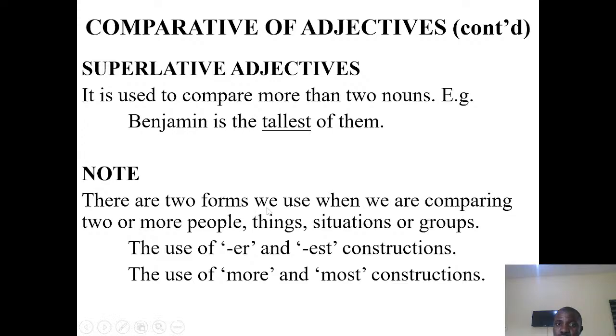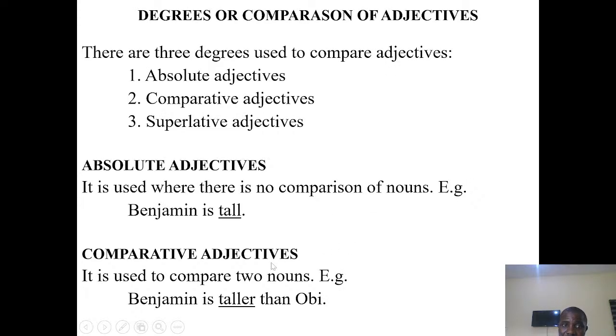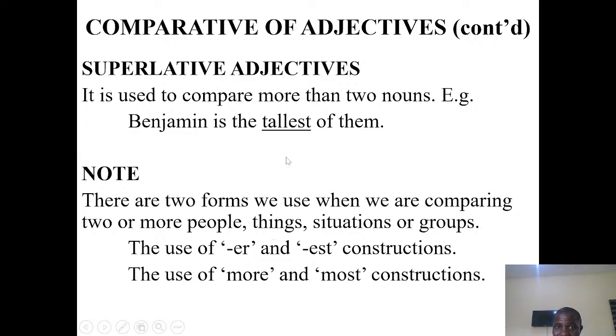Note that there are two forms we use when we are comparing two or more people, things, situations, or groups. The use of ER and EST construction. This one we use here is the ER, this other one is the EST construction. We can also use more and most. You should know when we use them.